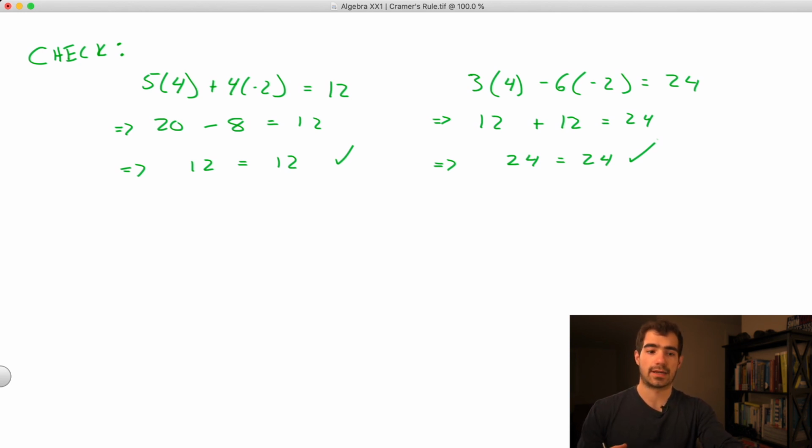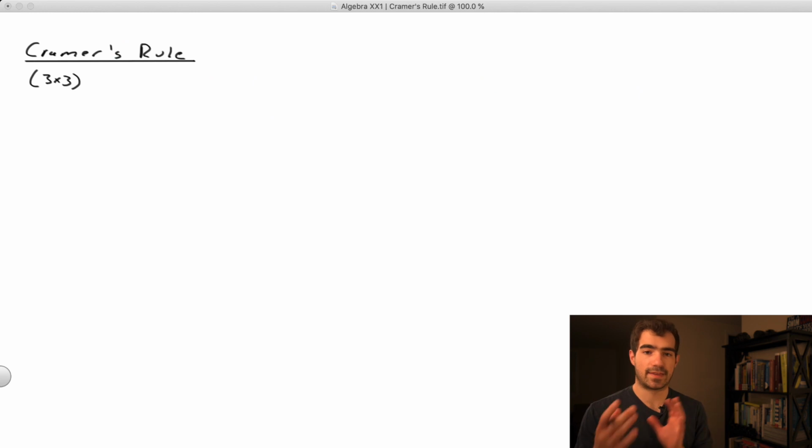And in particular, the pair 4, negative 2 is a solution to this system of equations. Now, that works really well for a 2 by 2 matrix, but it's actually not so different for a 3 by 3.